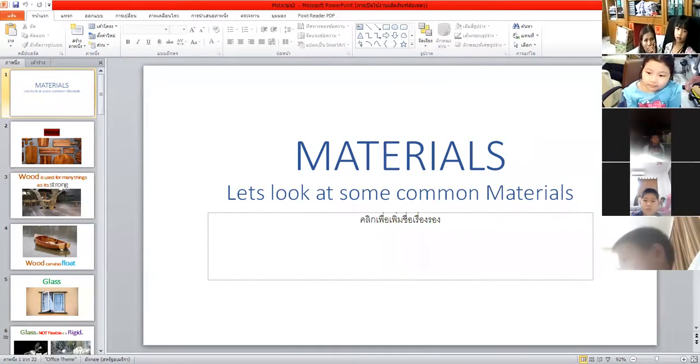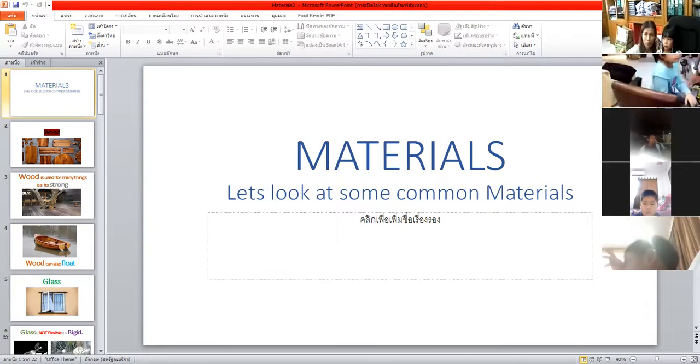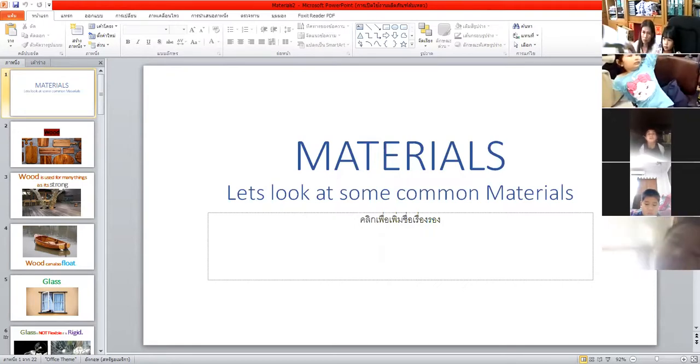Two good things we use glass for are our eyeglasses and light bulbs, so that the light can come out and we can light up our rooms, because glass is transparent. You can see through it. Transparent.